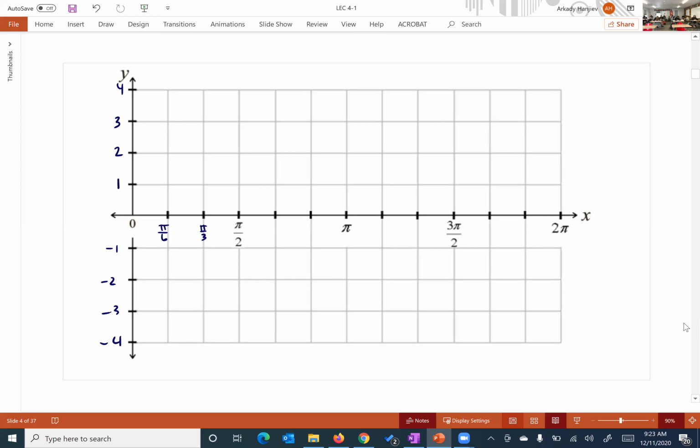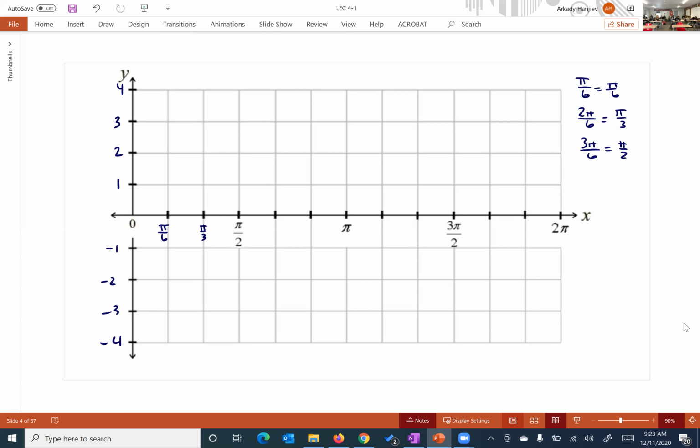Just a few things to keep in mind. Pi over 6 is just going to be pi over 6. Once you cut everything into pi over 6's, 2 pi over 6, which is the next one up, is going to be pi over 3. 3 pi over 6 is just going to be your pi over 2. Are we good? So we broke everything down in terms of denominators of 6.